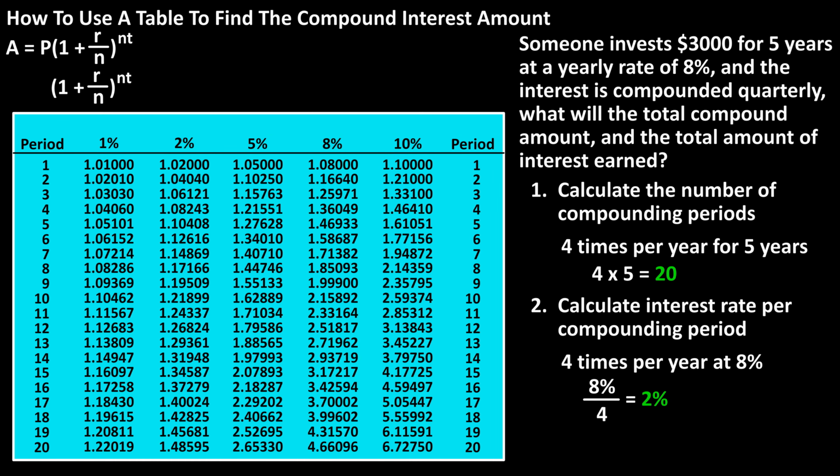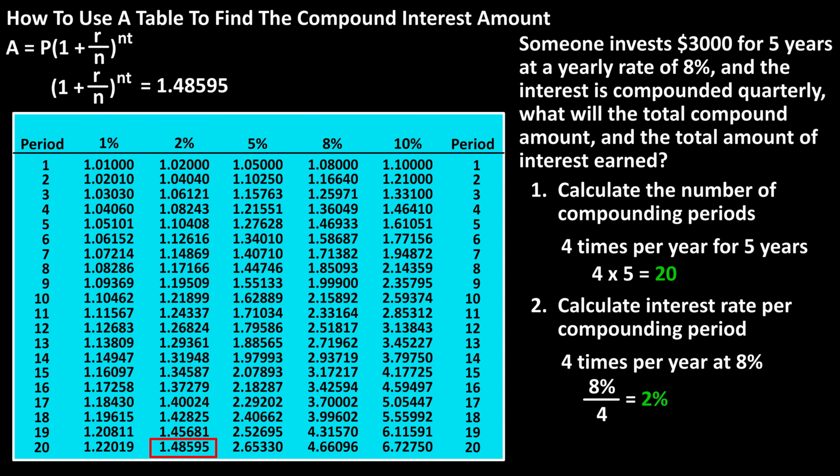Next, we use the table. The first column lists the number of compounding periods, which we calculated to be 20. So we go to the 20 row. Next, we go across to the 2% column, and the number listed there is 1.48595. And that number of 1.48595 is the value of 1 plus R divided by N raised to the N times T in the compound interest formula.